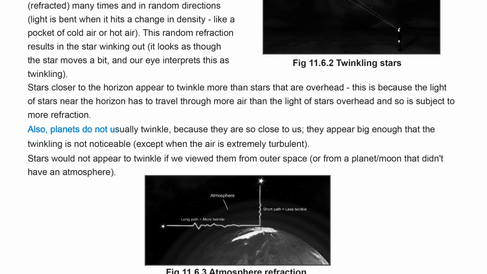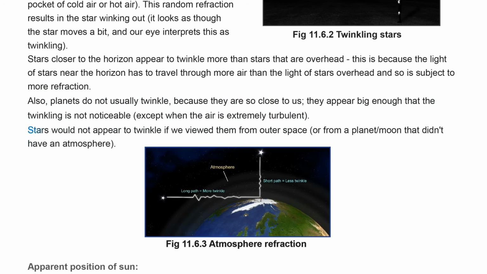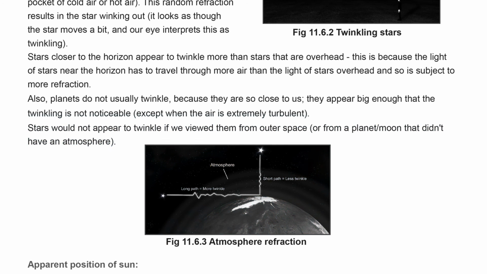Also, planets do not usually twinkle because they are so close to us. They appear big enough that the twinkling is not noticeable, except when the air is extremely turbulent. Stars would not appear to twinkle if we viewed them from outer space or from a planet or moon that didn't have an atmosphere.